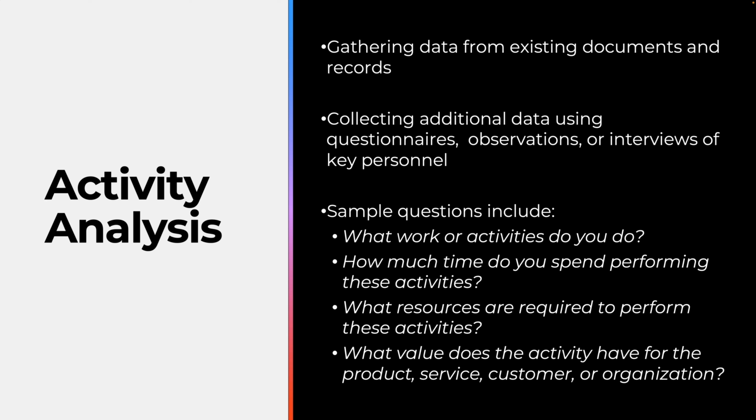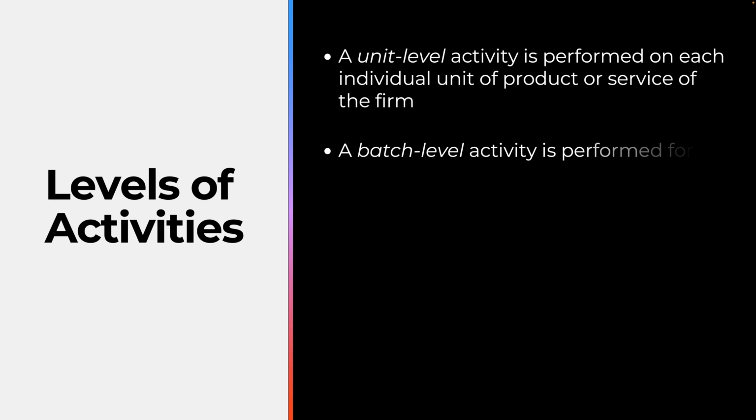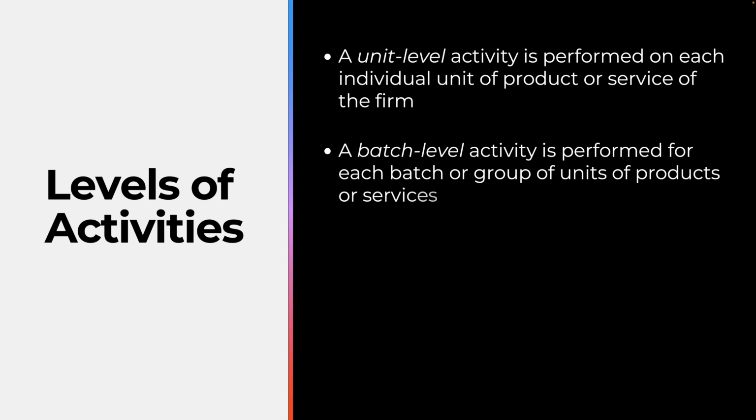It can take a long time to do this work, and it has to be constantly reviewed to ensure its accuracy. There are also different levels of activities. For example, a unit level activity is performed on each individual unit of product or service of the firm. You can think of something like depreciation of factory machinery, or the energy costs for machinery used to make individual units that are produced.